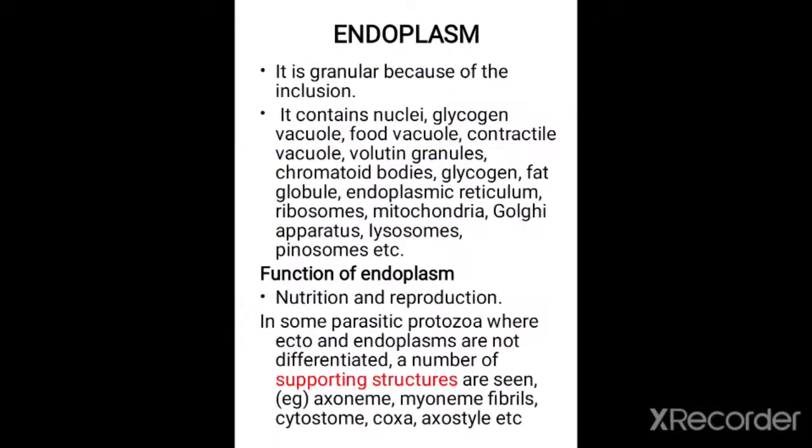Now come to the innermost part of the cytoplasm, that is the endoplasm, which is granular because of the inclusion bodies. It contains nuclei, glycogen vacuoles, food vacuoles, contractile vacuoles, chromatid bodies, glycogen, fat globules, endoplasmic reticulum, ribosomes, mitochondria, Golgi complex, lysosomes, and pinosomes. The function of the endoplasm is to help in nutrition and reproduction.